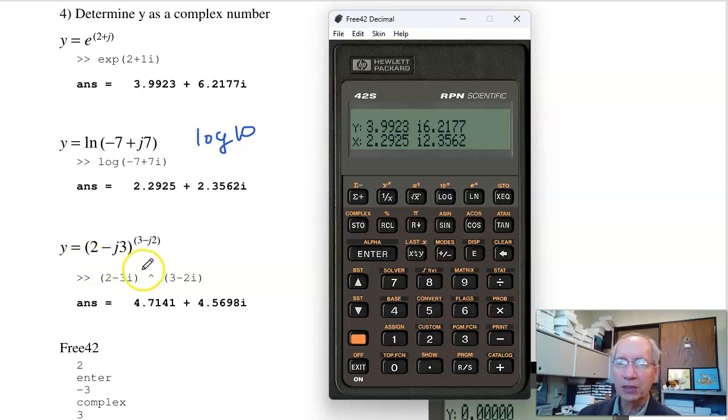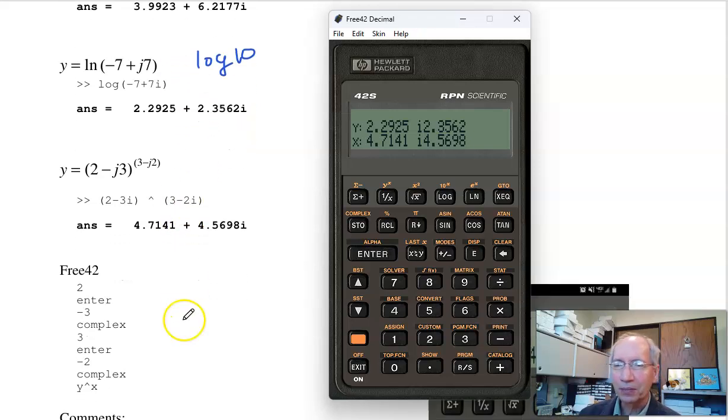I can take a complex number raised to a complex number. So 2 minus j3, 3 minus j2, that's the y to the x. I'm going to take y to the x power. So here's y to the x power, and it's a complex number. What that means, I actually have no idea. But again, take a complex number, do an operation, you get a complex number.